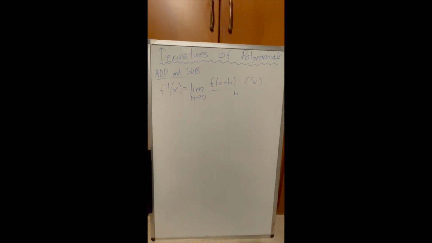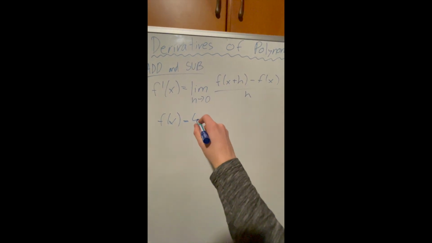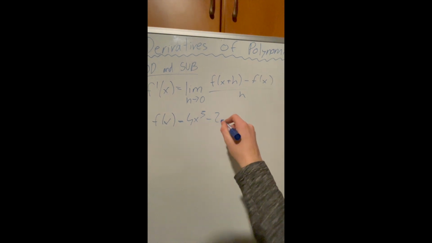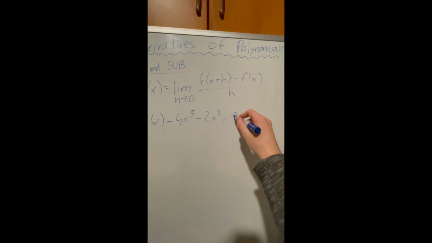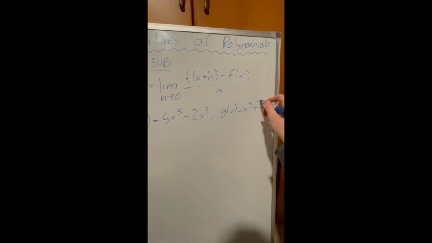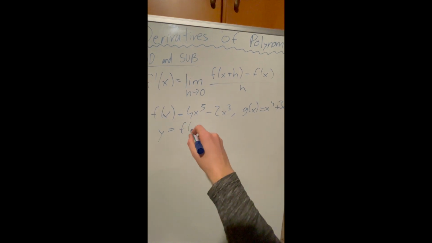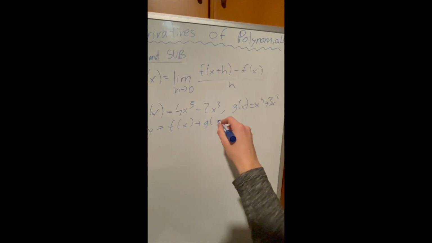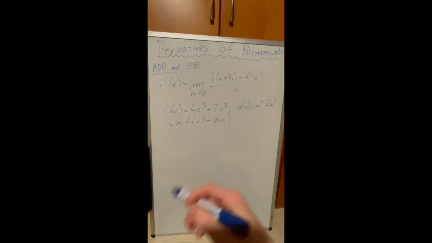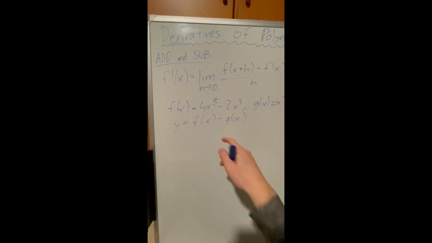Let's practice with a second example. f of x is equal to 4x to the power of 5 minus 2x to the power of 3, and g of x is equal to x to the power of 4 plus 3x to the power of 2. And what we want to find is f of x minus g of x. Well, this is what we have, and we want to derive it.